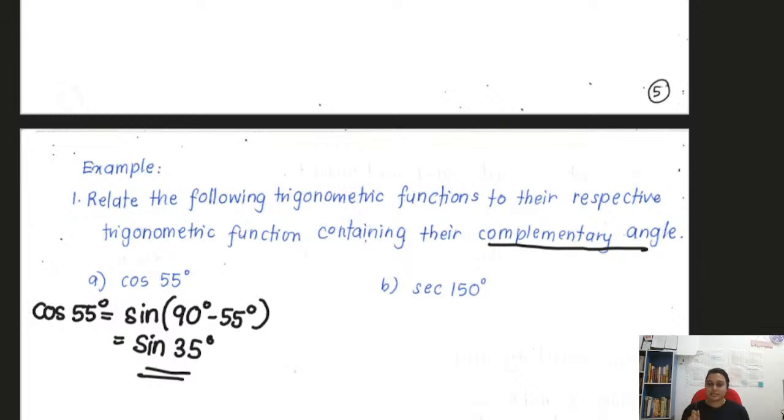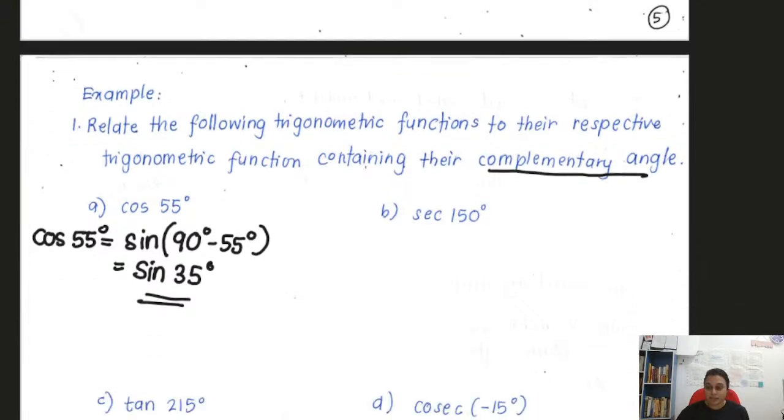You get the same answer. You will get 0.5735. You'll get the answer. Okay, next one. Okay, B.